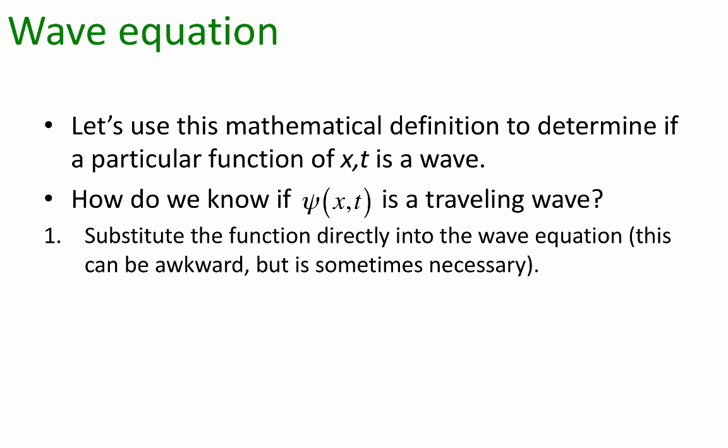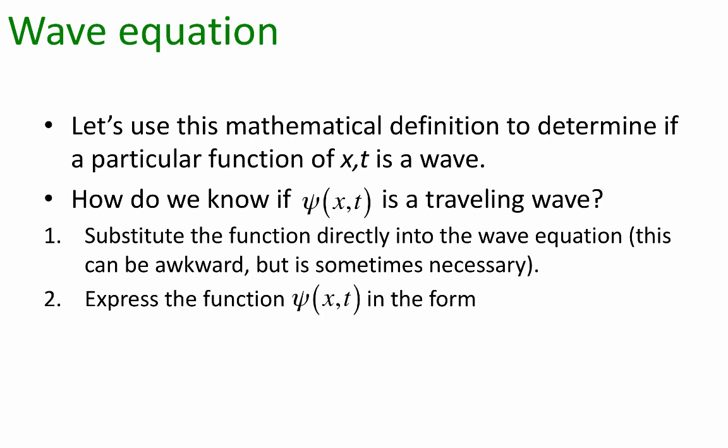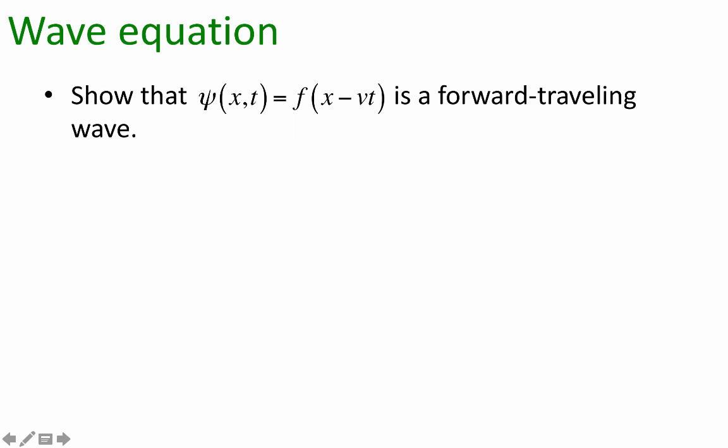There's two ways of doing it. One is to substitute the function into the wave equation. The other is to express the function psi of x and t in the form f of x plus or minus vt. F here just means it's a function of x plus or minus vt. We're going to try each one of those. Let's first do something else with waves, and let's show that this function of x minus vt is a forward traveling wave.